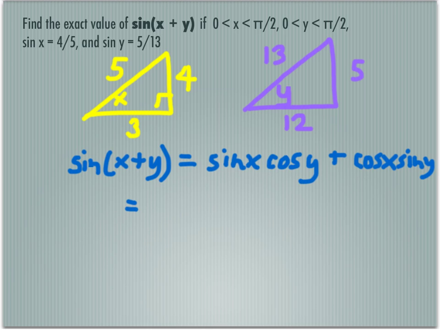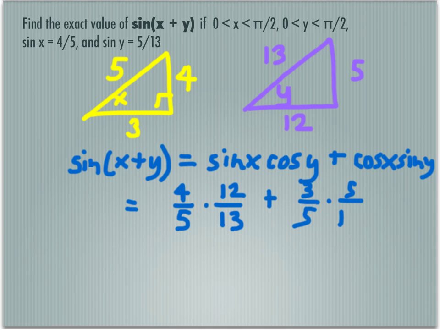Anyway, the sine of x, sine is opposite over hypotenuse, so that's going to be 4/5. Cosine of y, now I have to move over to the other triangle. Cosine of y is going to be adjacent over hypotenuse, so that's 12/13. Plus sign in the middle, and then I try it again. The cosine of x is going to be 3/5, adjacent over hypotenuse, and the sine of y should be 5/13.